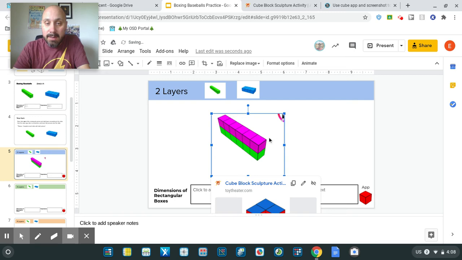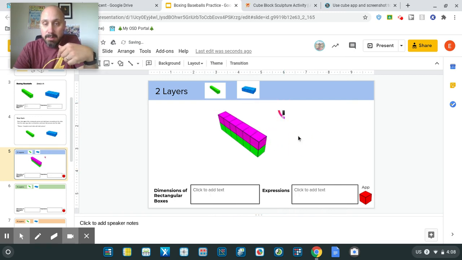I like it right there. What do you think, everybody? Looks good? Looks good. I got a little piece of it up there too, but that's okay.